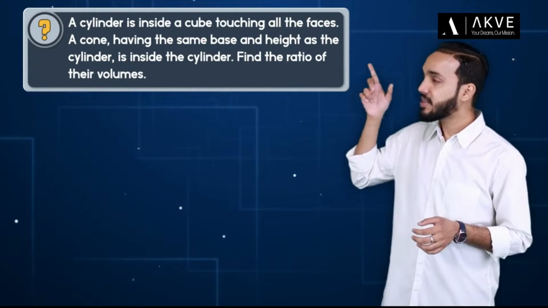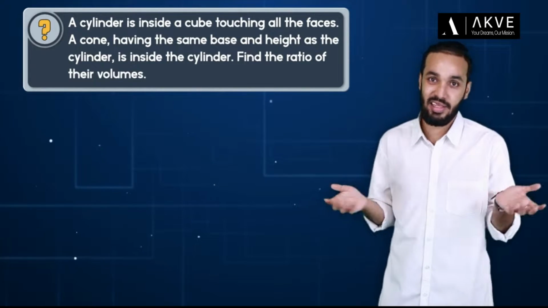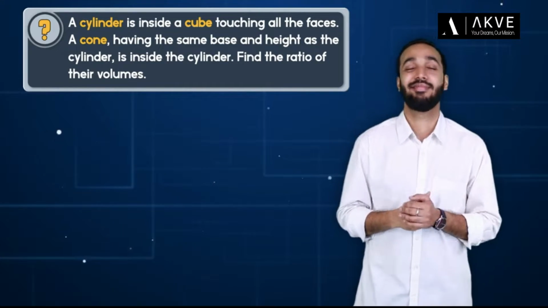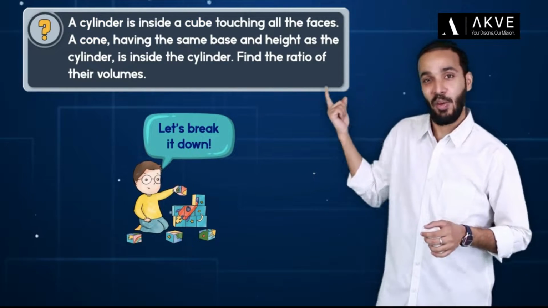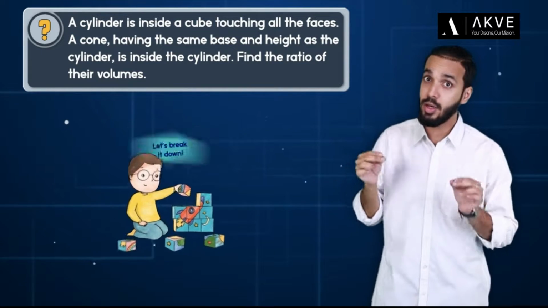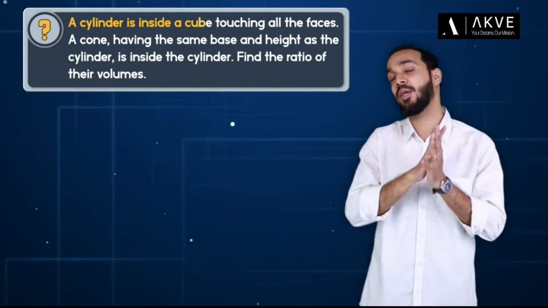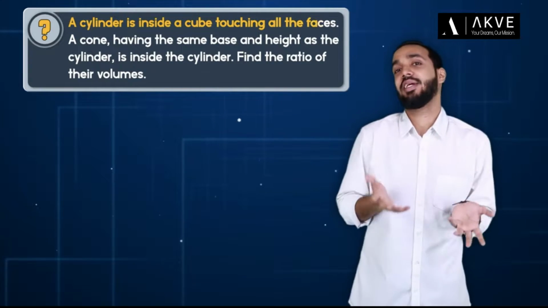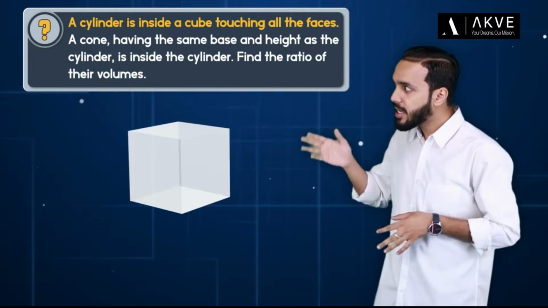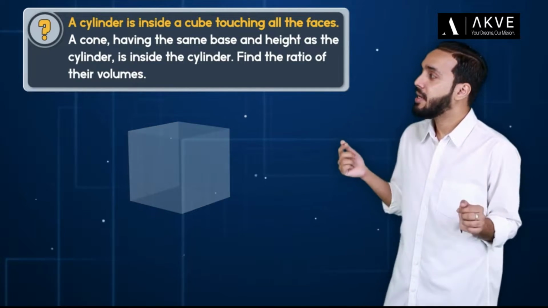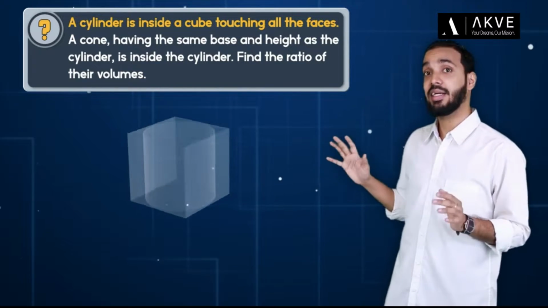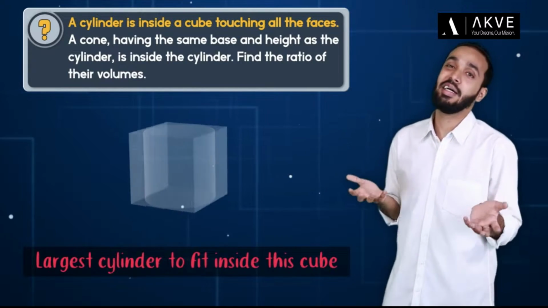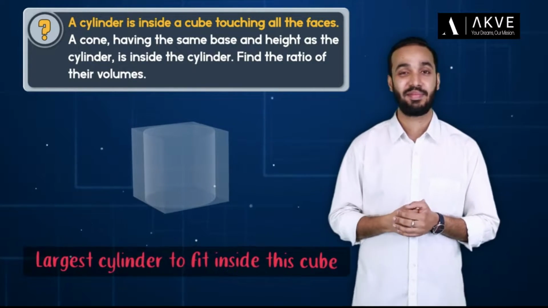You see, there are three shapes in the same question. There's a cylinder, a cube, and even a cone. That's 3 in 1. Anyway, let's break down what the question is asking of us. It talks about a cylinder which is inside a cube, and the dimensions are such that the cylinder touches all the faces of the cube. So, let's take a cube of any edge length and let's put a cylinder inside that touches all the faces. Clearly, this is the largest cylinder that could have fit inside this cube.